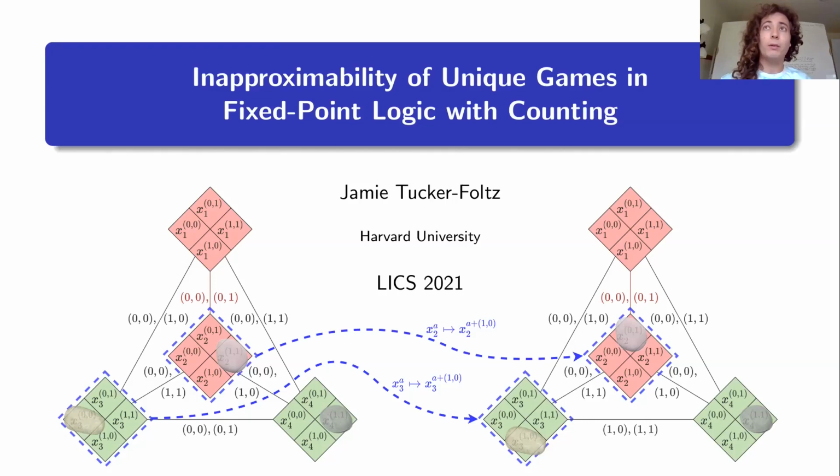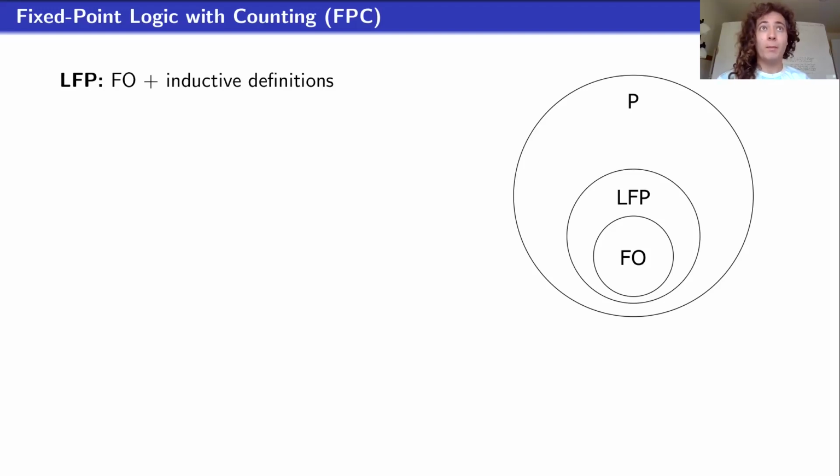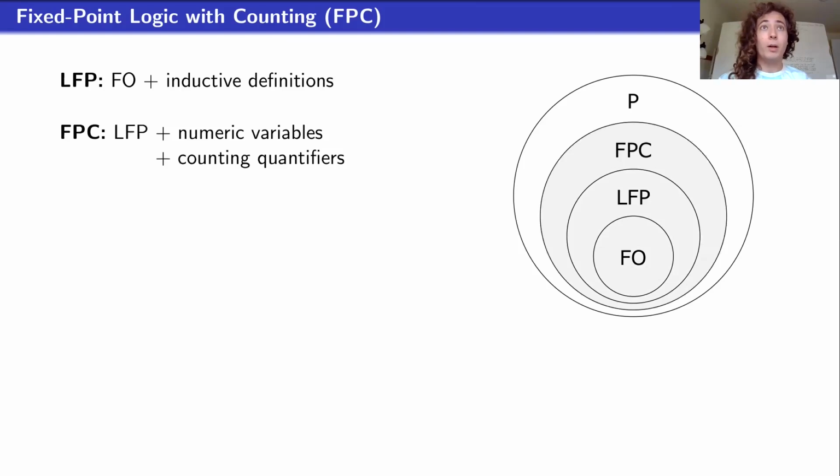So I want to start by quickly reviewing the background on what fixed point logic with counting is, why it matters, and how you prove lower bounds for it. As we all know, there are problems that are solvable in polynomial time, but not expressible in first order logic. So several extensions to first order logic have been proposed. First, there's least fixed point, where you add the power of writing inductive definitions. And then you can add on top of that numeric variables and counting quantifiers that assert that a certain number of elements of your universe satisfy a certain predicate. And this gives you fixed point logic with counting, FPC.